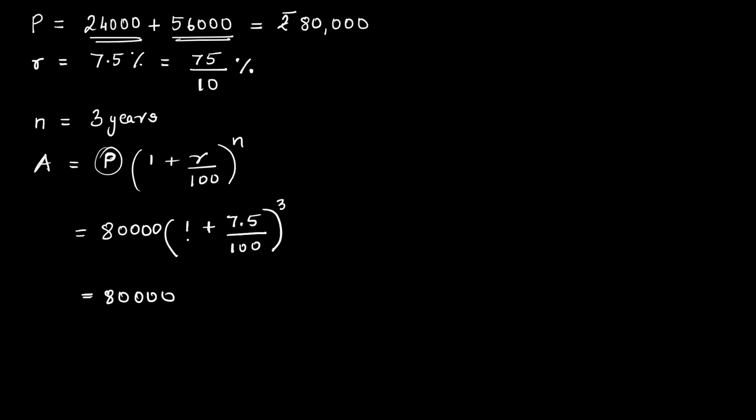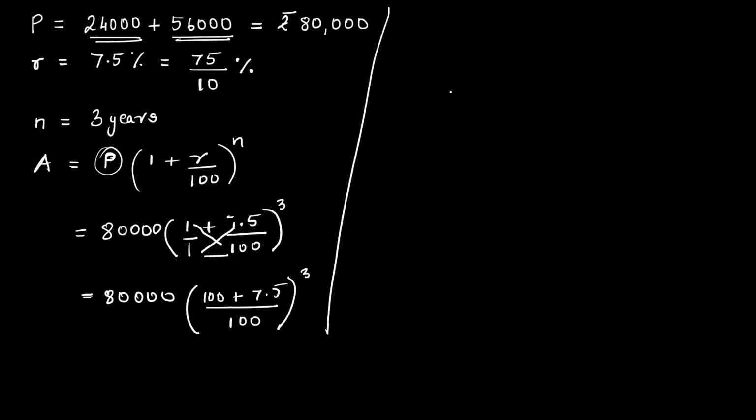Now tell me, in this, can you cross multiply inside? Yes. So first we'll multiply 1 into 100. What will I get? 100. Plus 1 into 7.5, 7.5, upon 1 into 100, 100. The whole raised to 3. Now continuing, 80,000 into, when I add these two, what do I get?